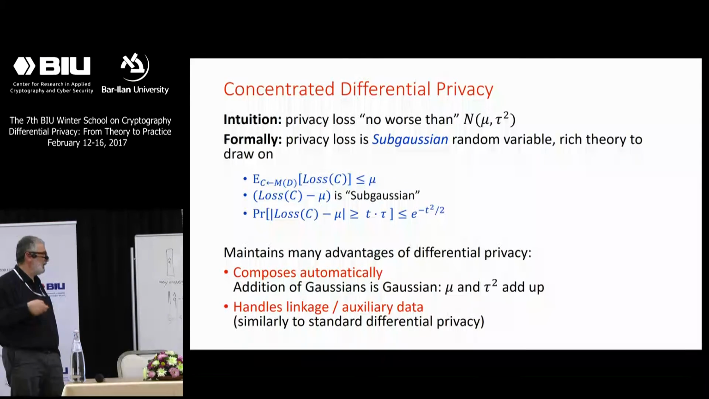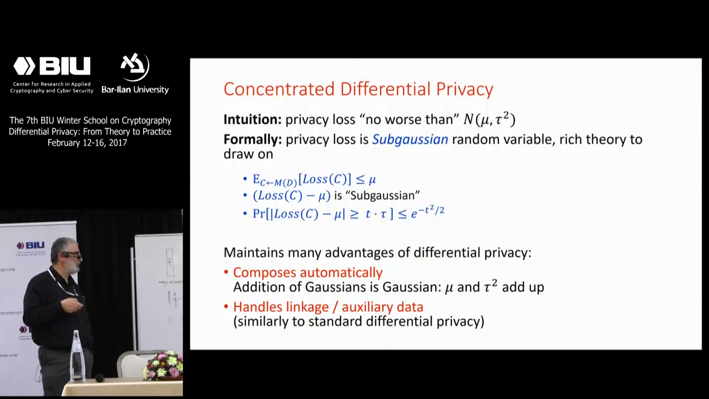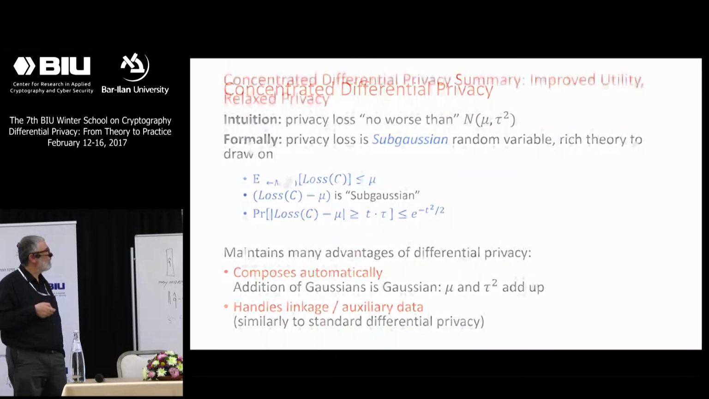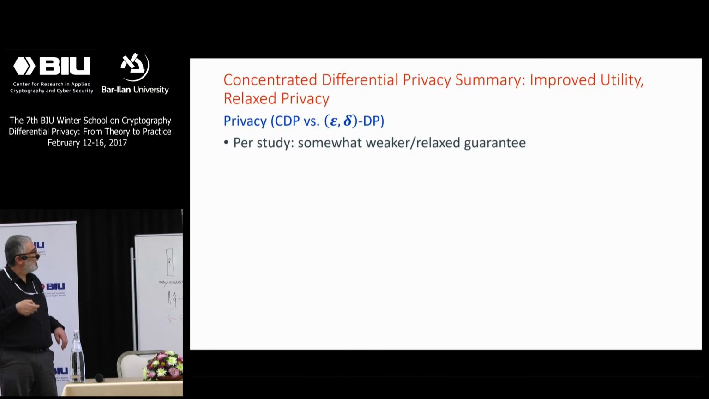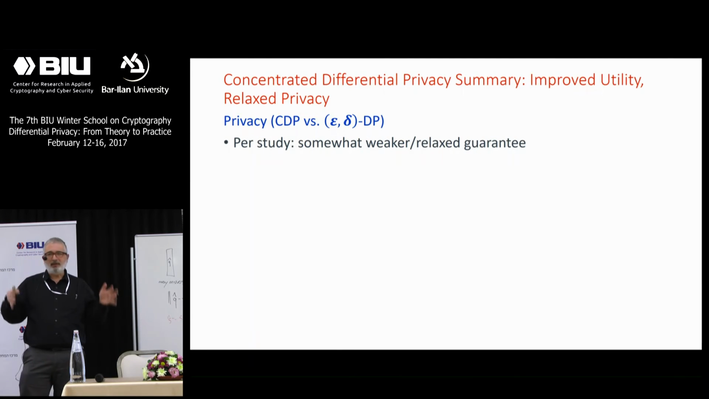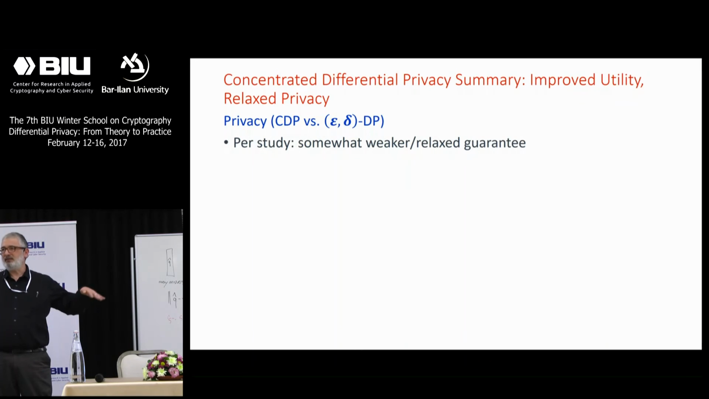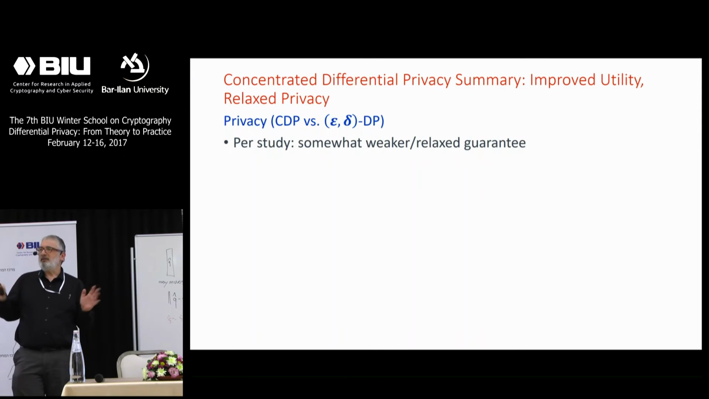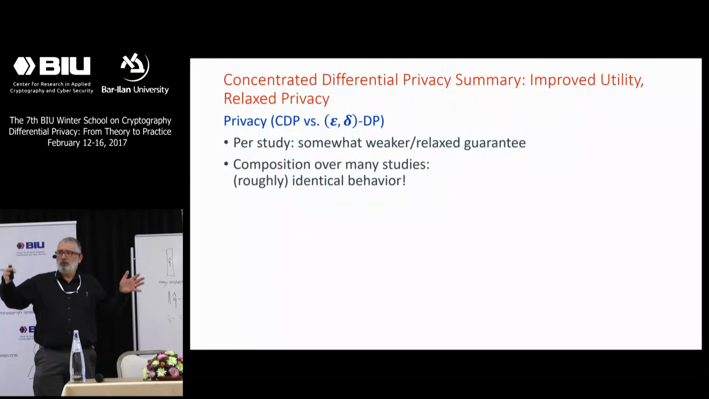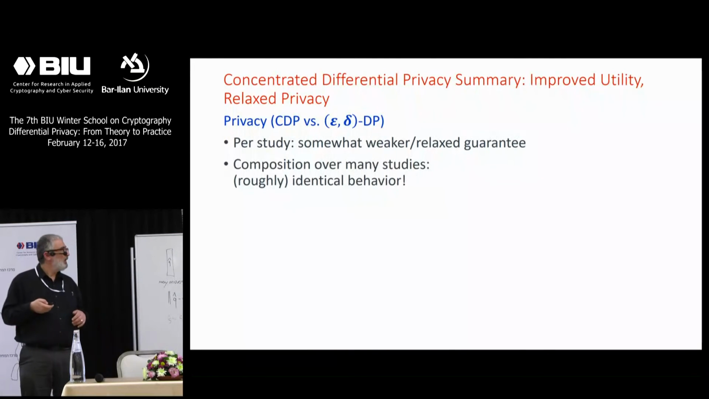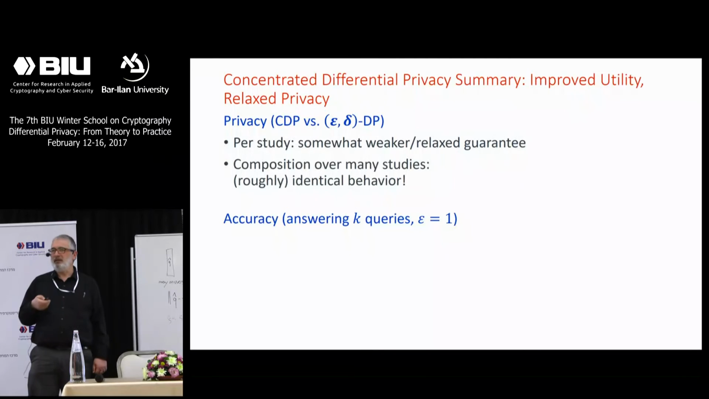Okay. It also handles linkage or auxiliary data in a similar way to differential privacy. It has some more properties. It's a relaxed notion of privacy in the sense that if we have just one execution of a differentially private algorithm, then the chances of us falling outside the region minus epsilon to epsilon are not that small, okay? But if you compose many studies, then we expect to be very concentrated. In that case, we're not losing anything beyond what we had with the usual differential privacy definition, okay?